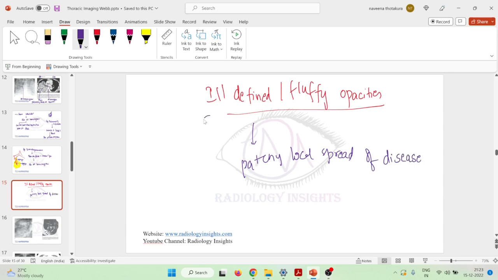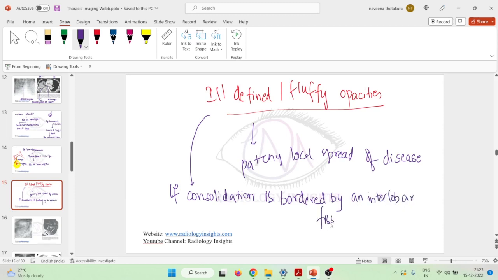If this consolidation, or this patchy opacity, is bordered by an interlobar fissure, that means it is present near any interlobar fissure, then we might visualize this fissure as a linear opacity. The fissure is seen as a sharply margined fissure or linear opacity.